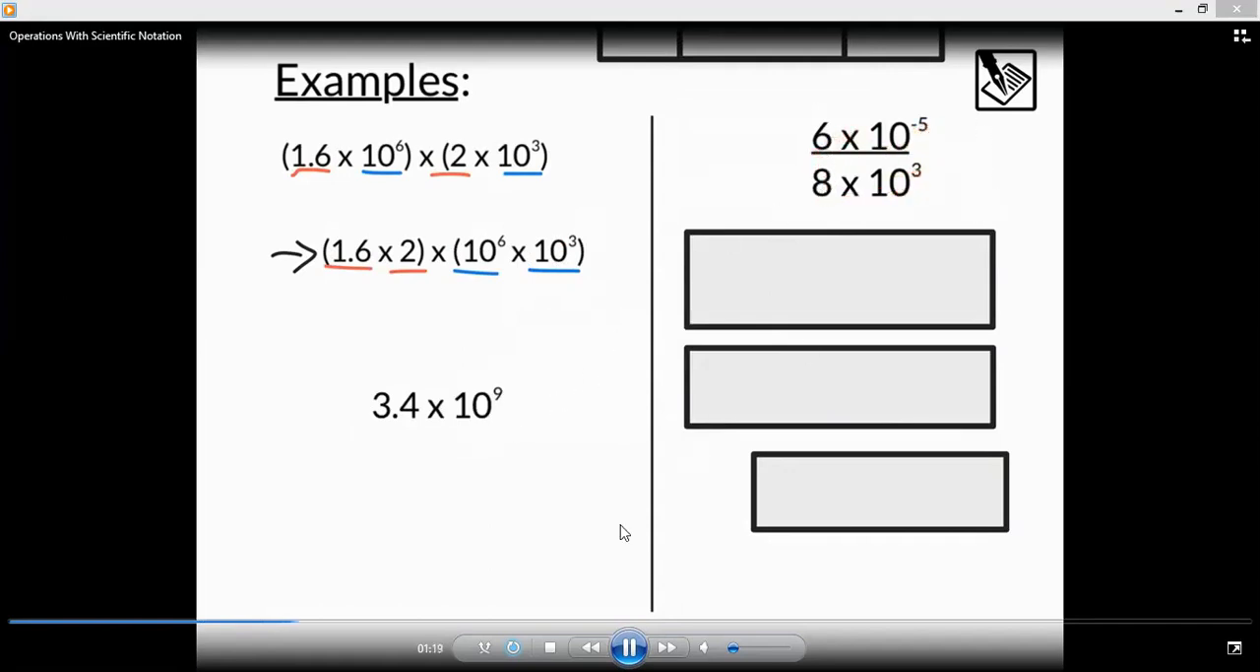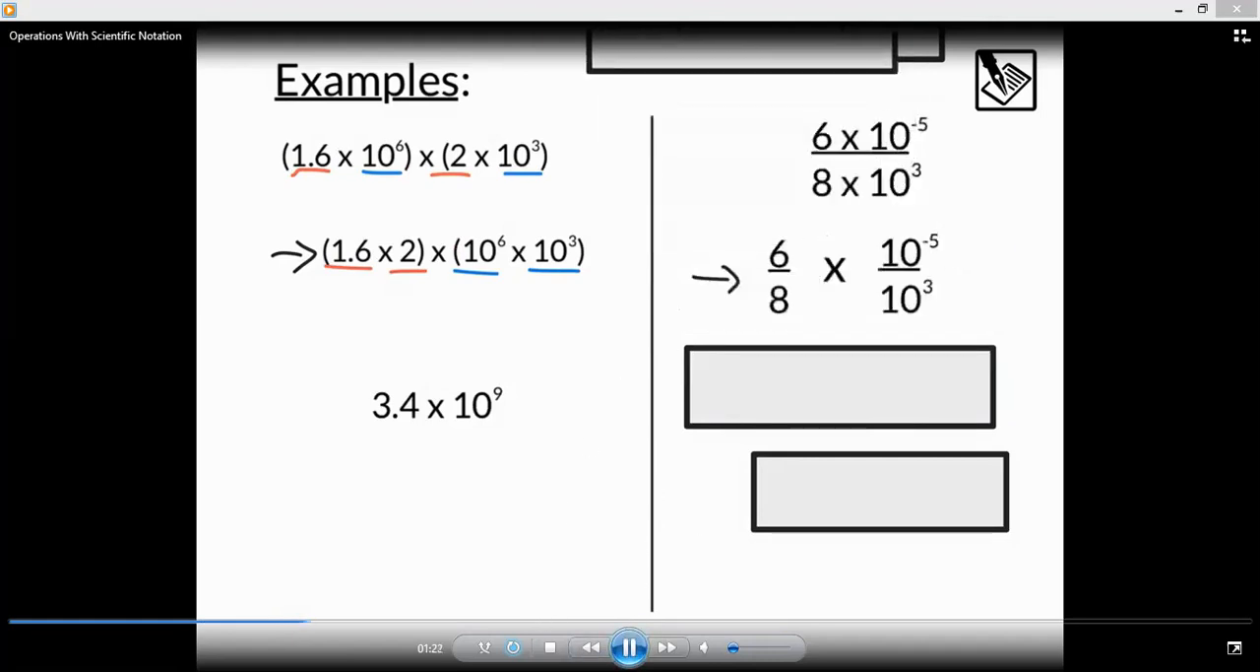Let's move to the next question. In this question, you will find 6 times 10 to the power of negative 5 divided by 8 times 10 to the power of 3. We will try to divide this into two parts. See how? It will be like this. I'm going to divide 6 over 8 on one side, and 10 to the power of negative 5 divided by 10 to the power of 3.